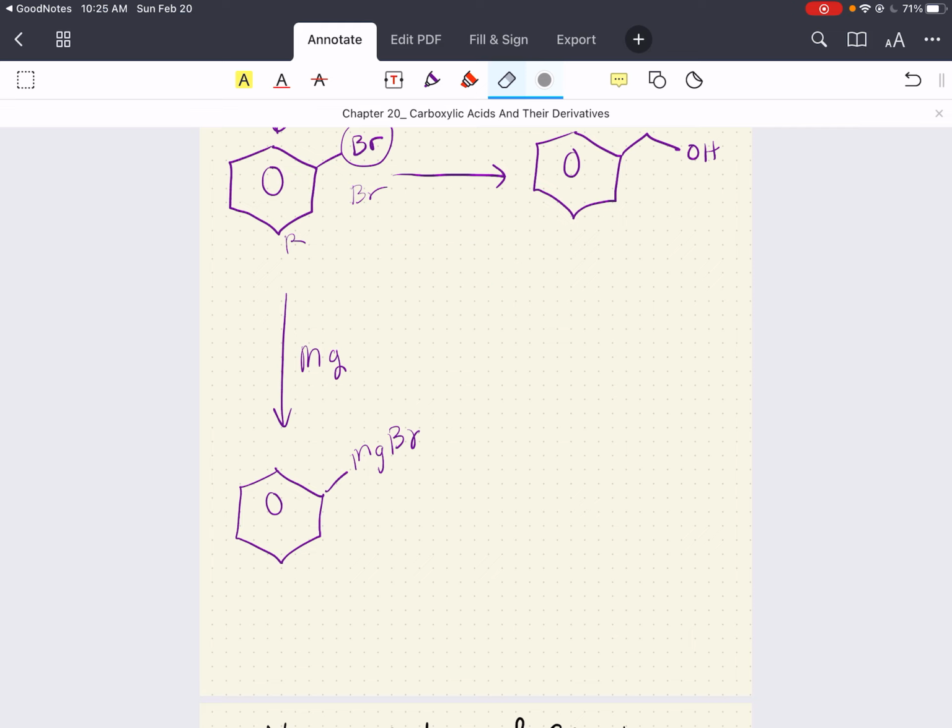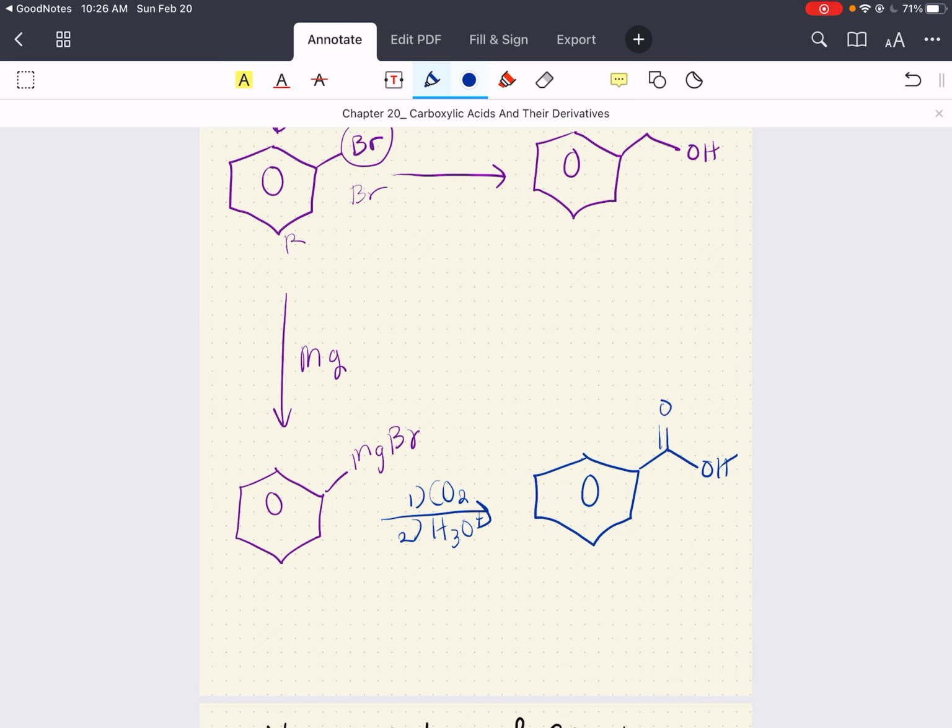Fantastic. Now, we know how to take this and convert it to a carboxylic acid. We just covered this in our carboxylic acid preparation. CO2 and hydronium will perform this for us. It'll take our Grignard reagent and convert it to a carboxylic acid. Beautiful. Now this is easy.